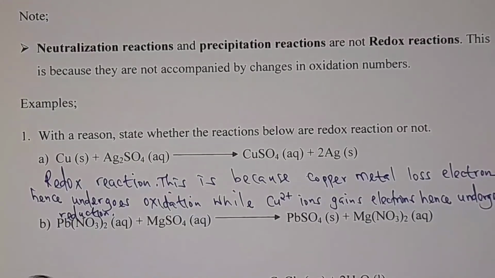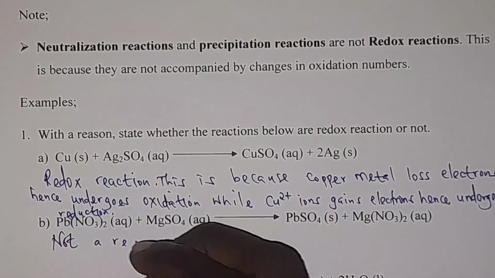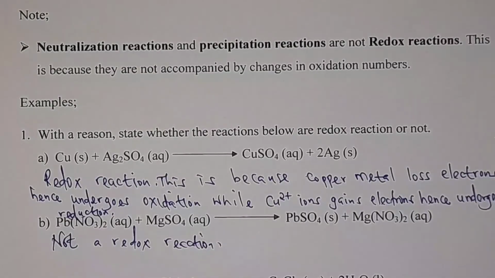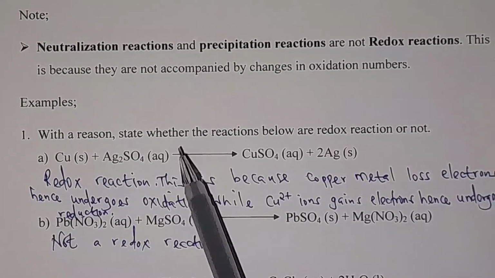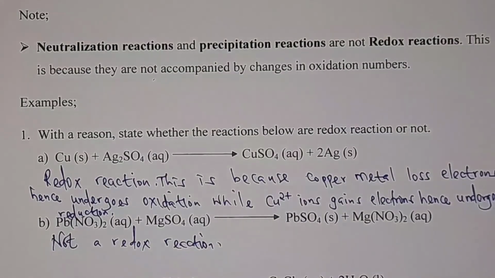But B, this one is a precipitation reaction. So we are saying a precipitation reaction is not a redox reaction. The reason for this is that they are not accompanied by changes in oxidation number.